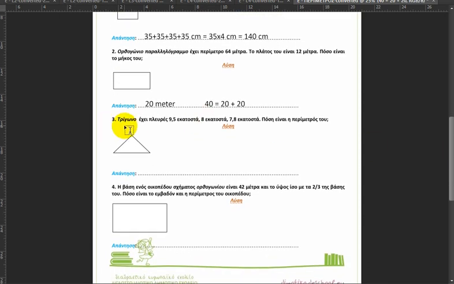Next up, this triangle has sides of 9.5 centimeters, 8 centimeters, and 7.8 centimeters. What is its perimeter? So basically, we just need to add all of these numbers up. We do 9.5 plus 8 plus 7.8. Let's write these vertically. 5 and 8 would give me 13, so I'd write 3 and I'd carry 1. 1 and 9 makes 10, and 8 makes 18, and 7 makes 25. So my answer should be 25.3 centimeters, because don't forget that all of these are centimeters.